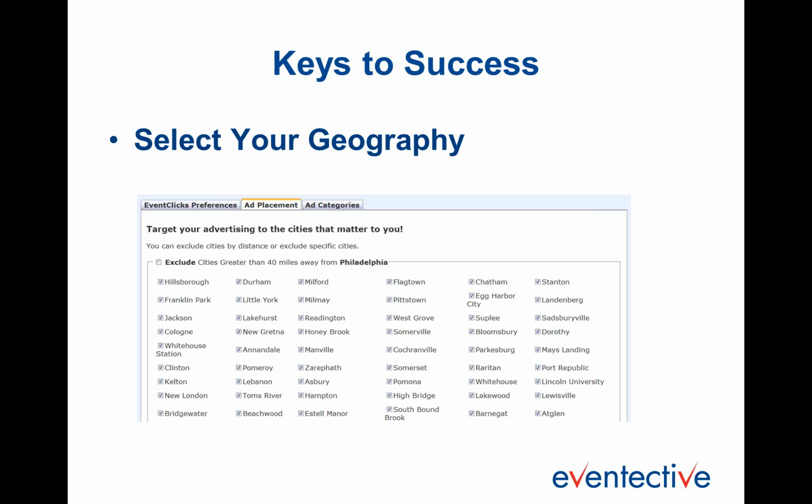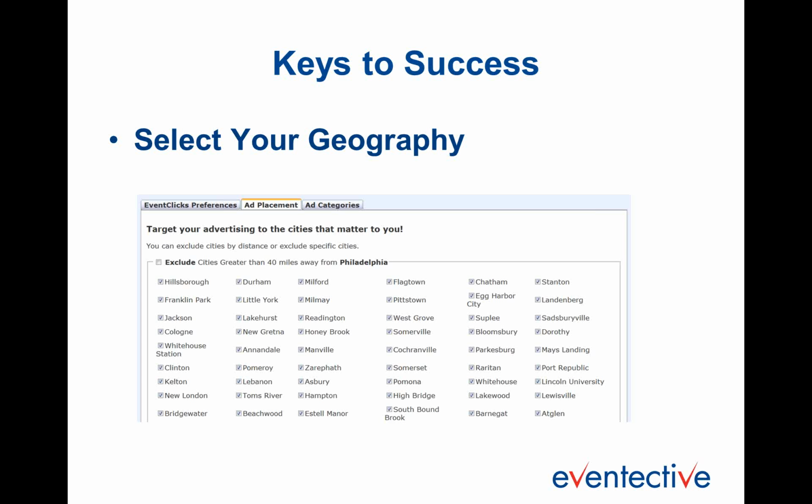Another key to success is selecting your geography. And the screen grab I did here was from one of our EventClicks customers in Philadelphia, and we provide you the ability, when you go to your AdClick settings, to modify which cities you display in. And this is an EventClicks advertiser who is in the Philadelphia area and didn't want to advertise to the cities that are 40 miles or more away from him. So you have the ability to select which cities in your area you display in.